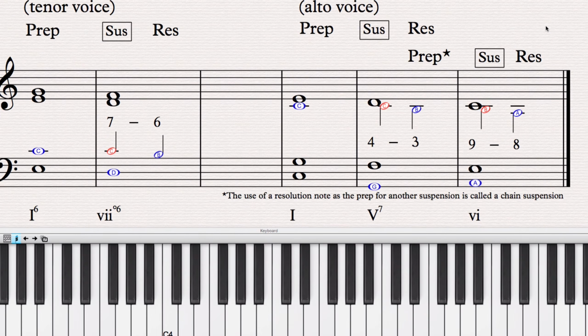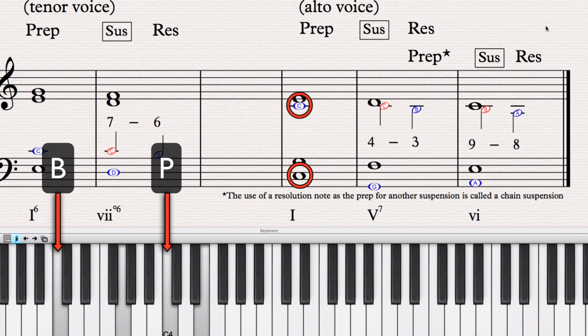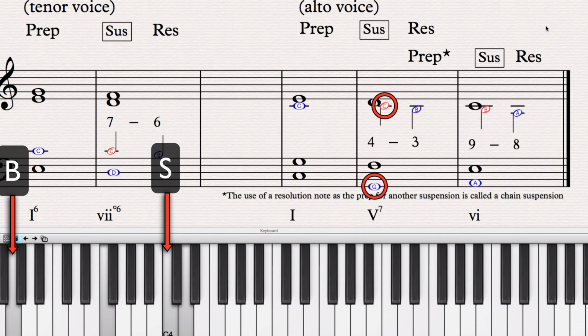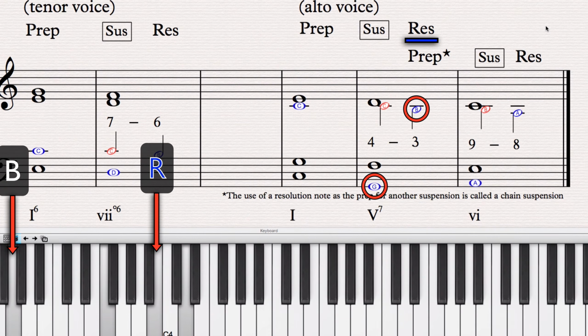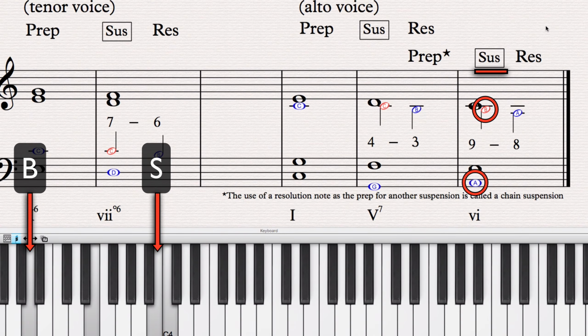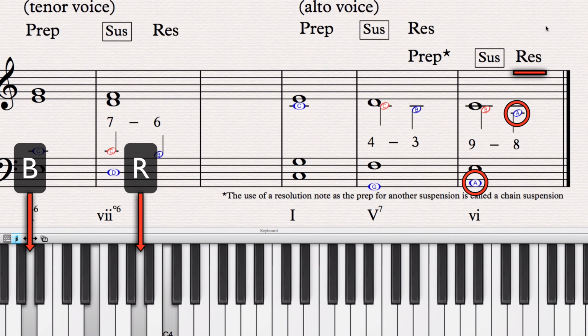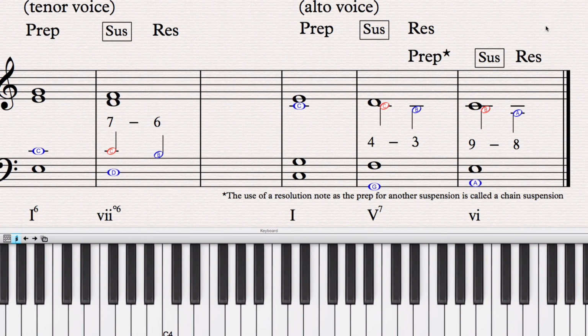So let's listen to both of those in a row. I resolve to the B, and now the B, the resolution, becomes the preparation for the next one. One more time straight through. And this whole thing can actually be played together, starting from the beginning here with our 1/6 chord. So let's do that.